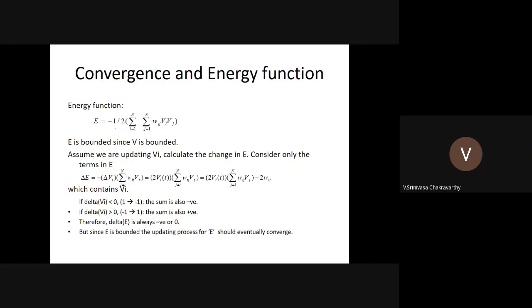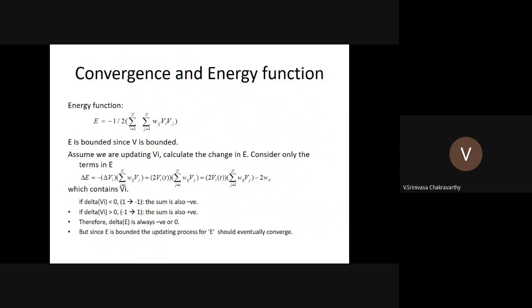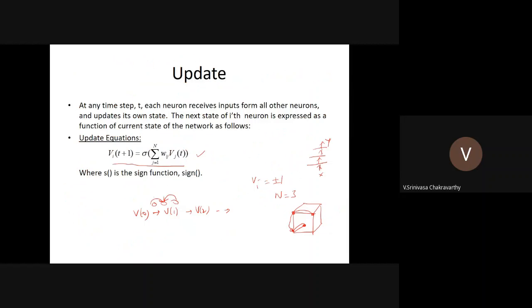Now we need to show that if you update V following this update equation, this function always goes down. So how do you show that? When you update V, there are some interesting situations possible. Let us say I'm updating the ith state, the ith neuron. It may so happen that Vi at t and Vi at t+1 are the same. Then it's not interesting because nothing is changing. The network is probably converged.